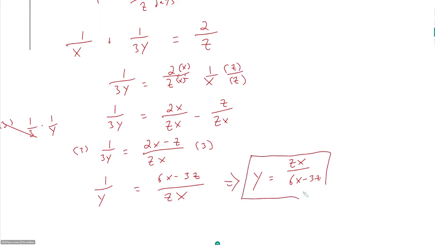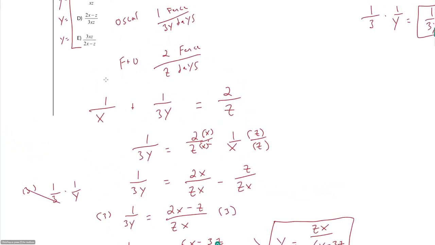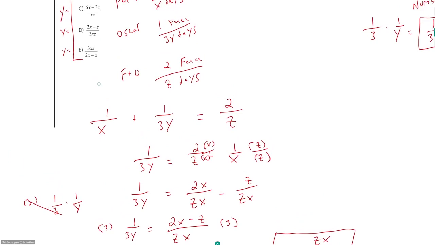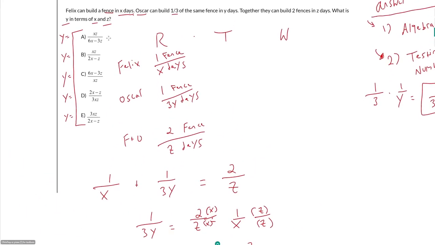The final step in a VAC question is sometimes you just have to format or simplify your equation the way they want it. Sometimes you have to glance at the answer choice, but this should be right, as long as we did not make a math mistake. We might have to factor out this 3 here, but it should be mathematically correct. So ZX over 6X minus 3Z, which is the same as XZ over 6X minus 3Z. The answer choice here is A.